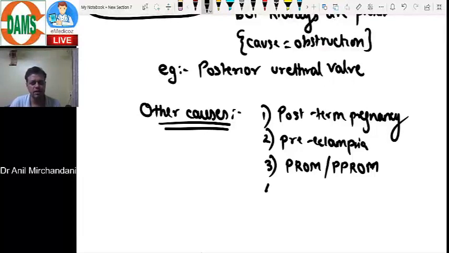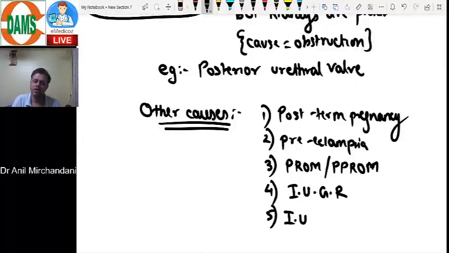Then IUGR, intrauterine growth restriction, with the same principle, uteroplacental insufficiency. Then IUFD, intrauterine fetal death. The baby has died. So since baby has died, urine output would be 0.